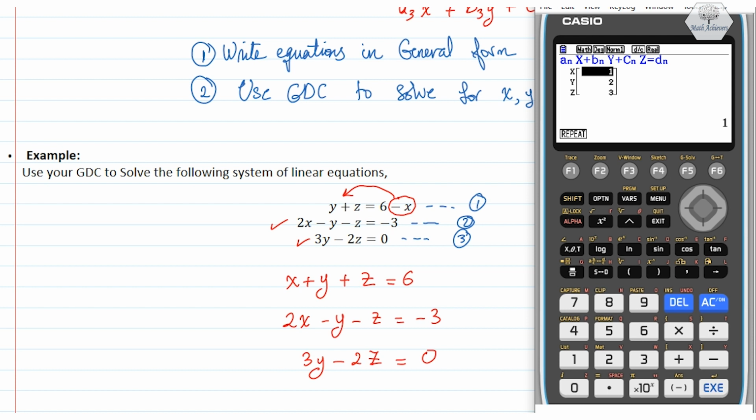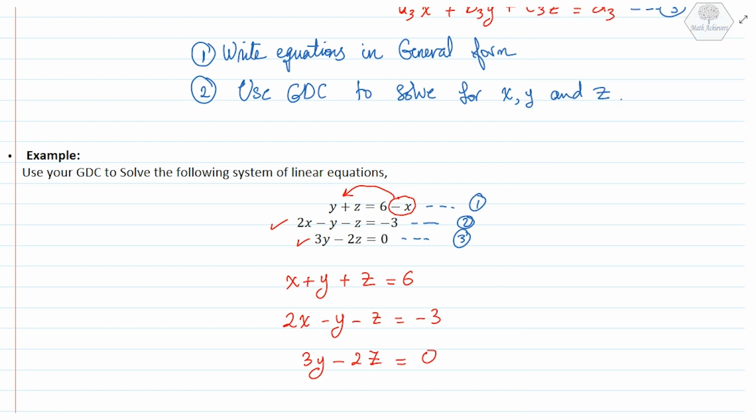I have the value of x to be 1, the value of y to be 2, and the value of z to be 3. So I have x equal to 1, y equal to 2, and z equal to 3. And by this, I could solve a system of linear equations having 3 variables using my graphical display calculator.